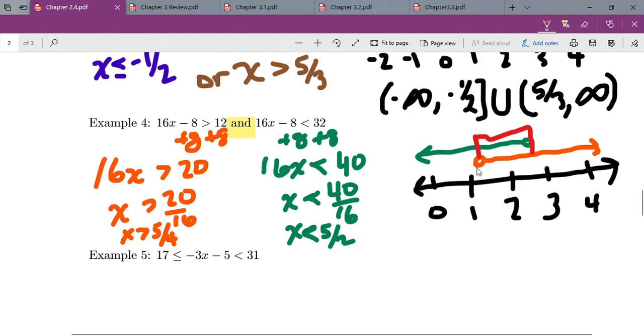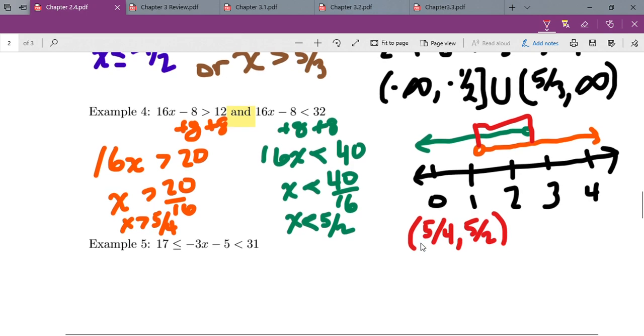So what I'm really looking at here is my answer. If you wanted to write it in interval notation, it would go from 5 over 4 with a parenthesis to 5 over 2 with a parenthesis, not equal on either side, because neither endpoint is included. And that will be your answer for that one in interval notation.